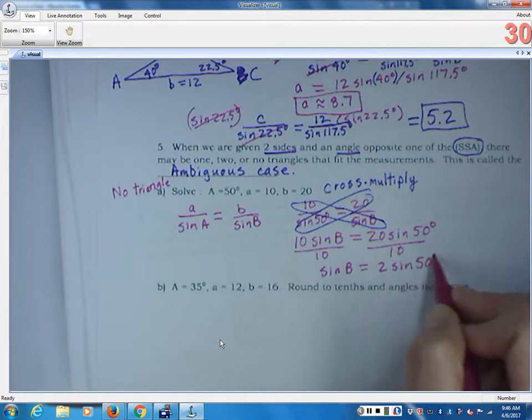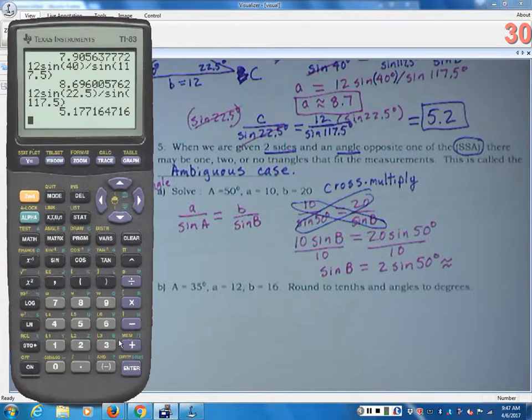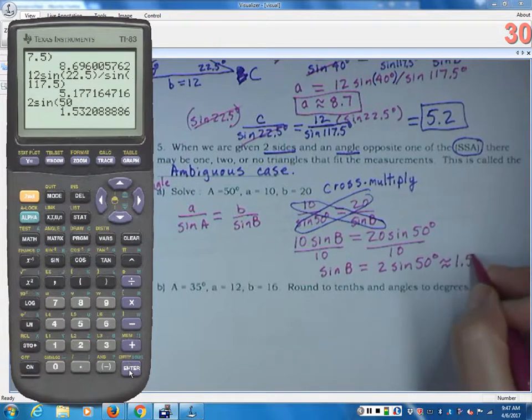And we'll write that to 4 decimal places. Now I've already done that, but sine, 2 times sine of 50, and it's in degree mode. 1.5321.